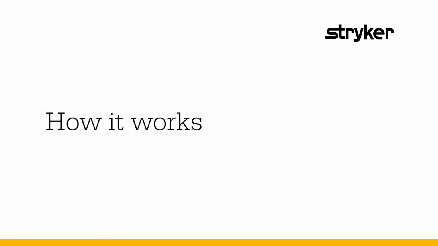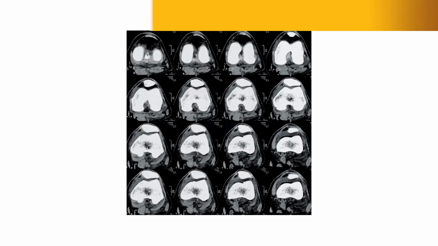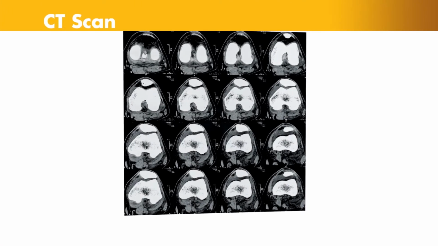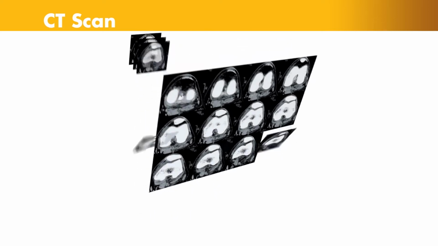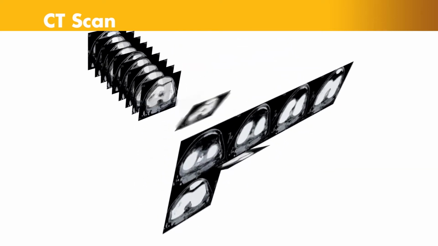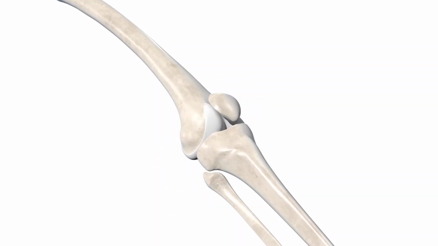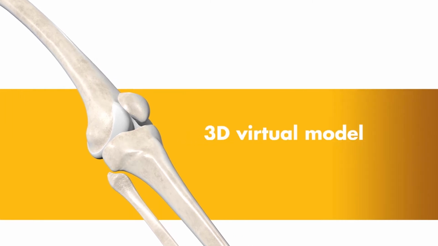Let's take a look at how it works. It begins with a CT scan of the knee joint. A CT scan is a series of X-rays taken at different angles that can help surgeons see things that they can't typically see with an X-ray alone. The CT scan data is used to generate a 3D virtual model of the patient's unique anatomy.